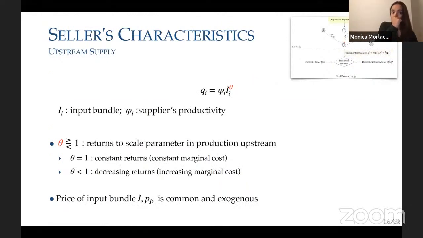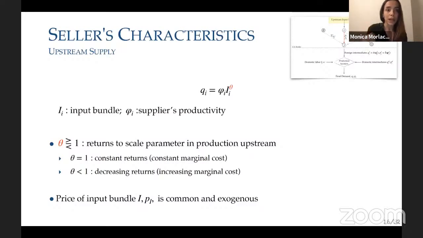Okay. So upstream supply, as I said, there's going to be an upstream market for exporter I. We also take a very simple functional form assumption. We are going to assume that production upstream is again Cobb-Douglas. It's effectively linear. It only uses one foreign input bundle, which we denote by big I. What's important here is that we allow for returns to scale in the upstream production. So the theta in the production function can be greater than, equal to, or below 1. When it's equal to 1, that's the case of constant returns to scale and a linear production function. When it's below 1, it's a very interesting case for us: decreasing returns to scale upstream and increasing marginal cost.